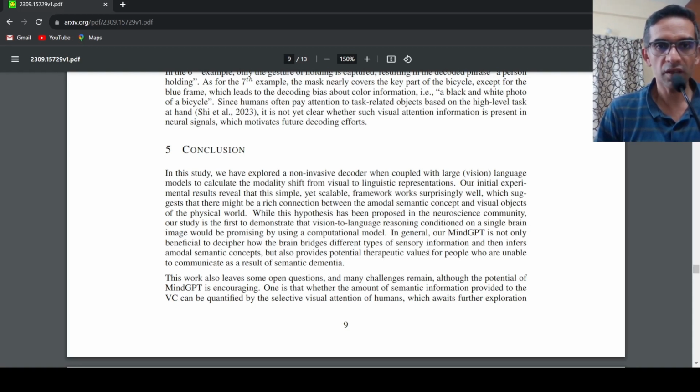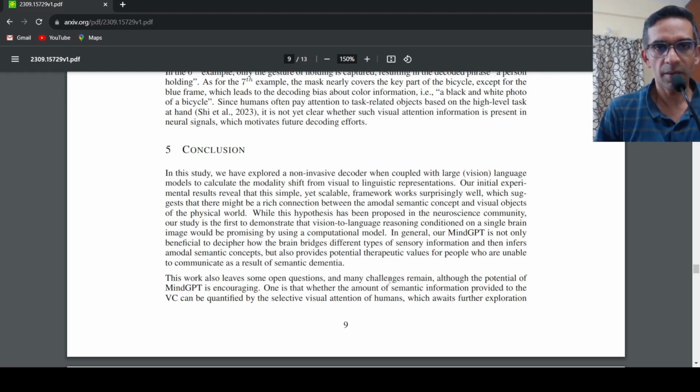Okay, so what they are saying is that MindGPT could be beneficial to decipher how the brain bridges different types of sensory information and then infers amodal semantic concepts, but also provides potential therapeutic values for people who are unable to communicate. That is the idea over here.